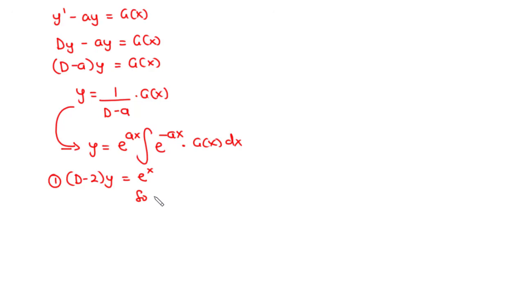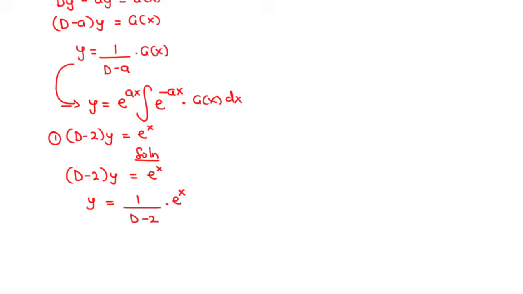To solve this, first we have (D - 2) times y equals e^x. Now we divide through by D - 2, and then we have y equals 1 over (D - 2) times the function e^x. So long as we can represent the differential equation in this form, then using this formula we can find the general solution.